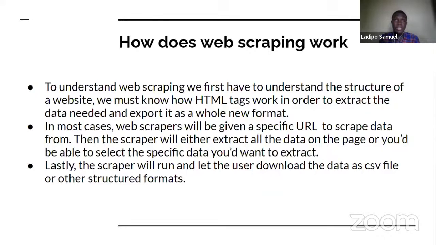If it is the images you want to get from the page, you scrape accordingly. If it is the text, if it is just the header, whatever you want to get, if it is the links in the page that you want to get, you scrape accordingly. And lastly, the scraper will run and let the user download the data as a CSV file or any other structured format. So when you run the scraper through the website, you can store it in any structured format, as I mentioned before.